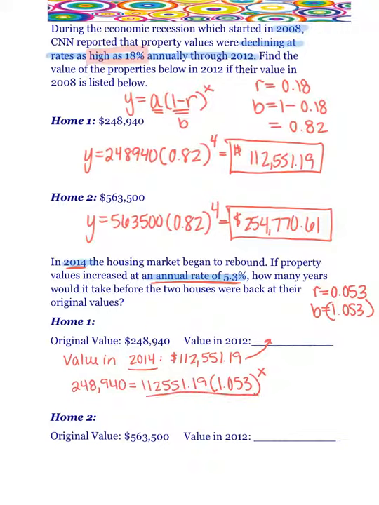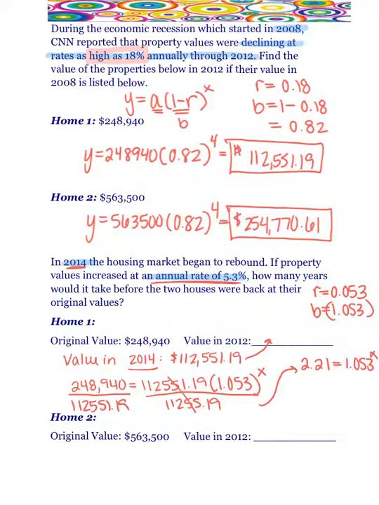I'm going to go ahead and divide by $112,551.19 on both sides. So when I do that, I end up with a much simpler equation: 2.21 equals 1.053 raised to the x.